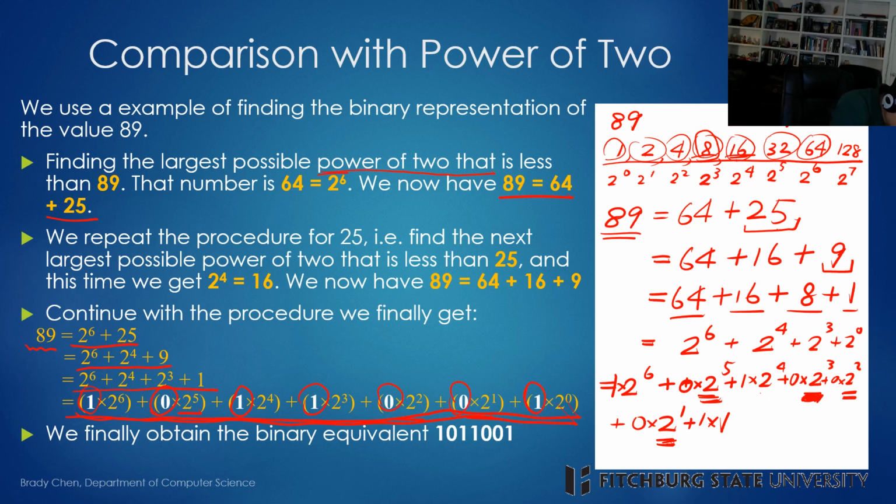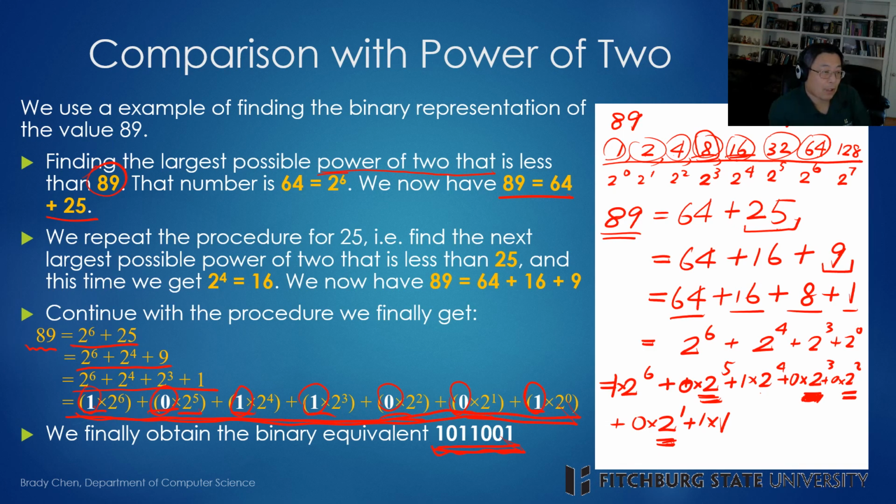So we finally obtain the binary equivalent of 89 as this. So it's 1 0 1 1 0 0 1. So that's the binary representation of 89.